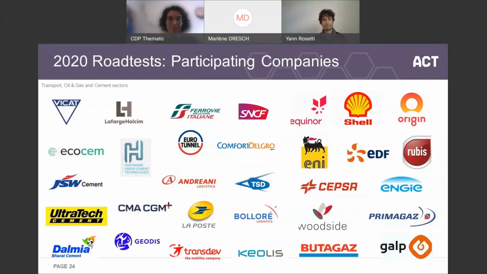We'll keep moving then. Right, so we just wanted to quickly give you an idea of what previous road tests have looked like. From what you've seen previously, we have been doing that with a number of sectors. So we have been running different road tests in different sectors with participating companies. The logos that you can see on the slides are the companies that decided to take part for the road test for the transport, oil and gas, and cement sector. So we had pretty good participation to these.